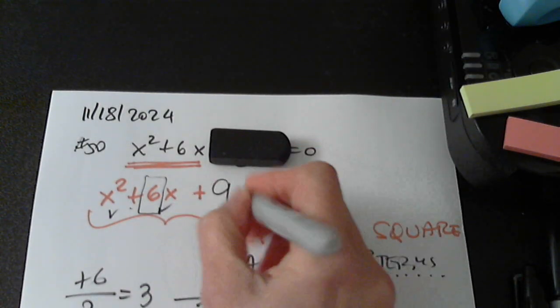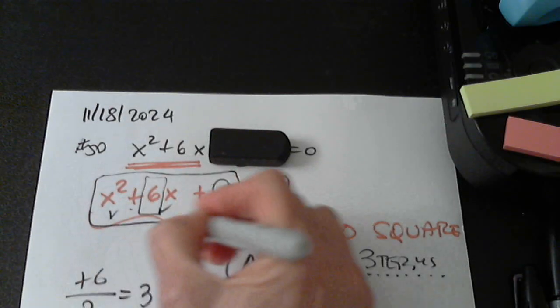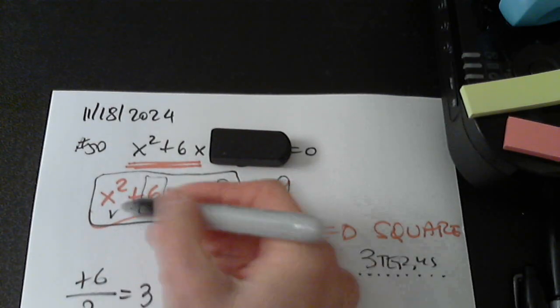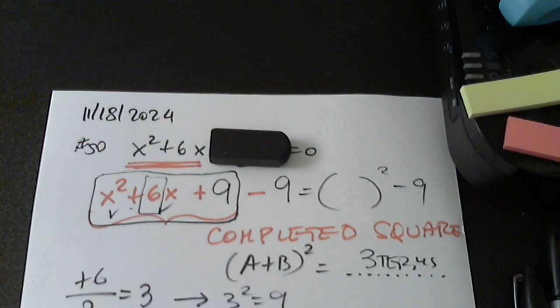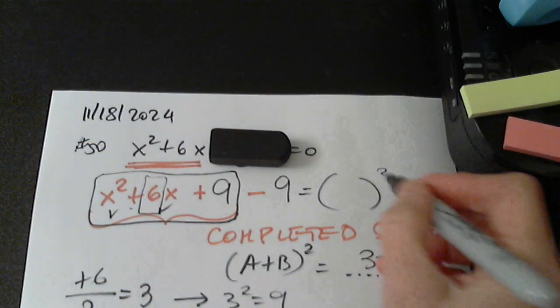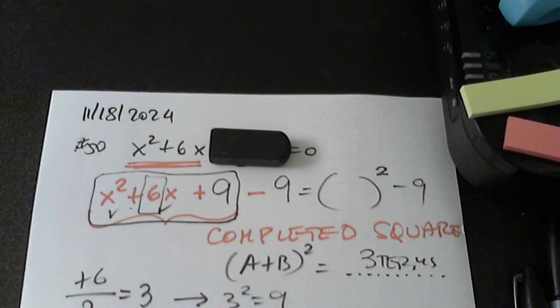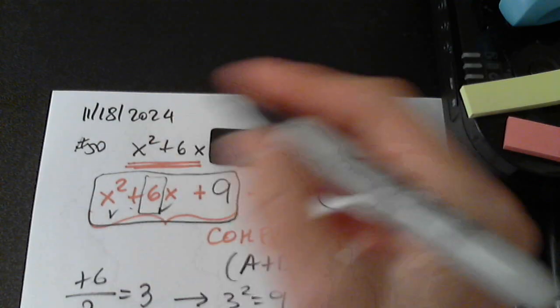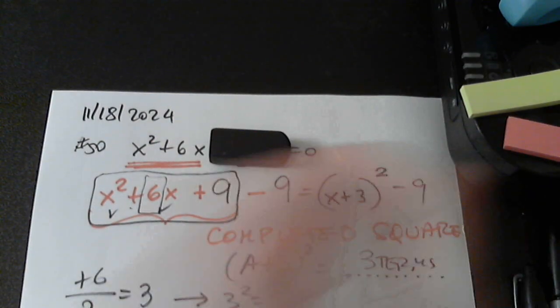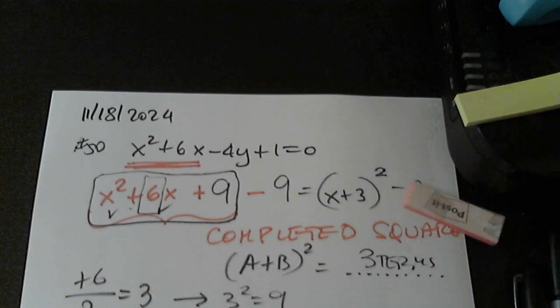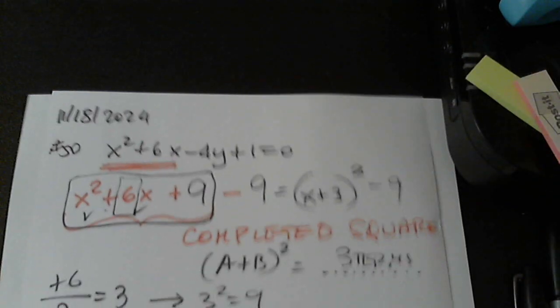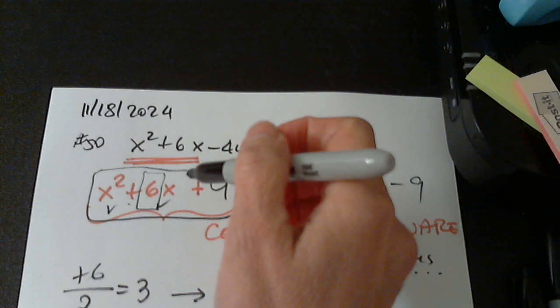But now I will group these 3. Can anyone condense this into something squared? x plus 3. Excellent. Thank you. So we completed the square. So now I go back. See, my props are here. Now I go back to the equation.